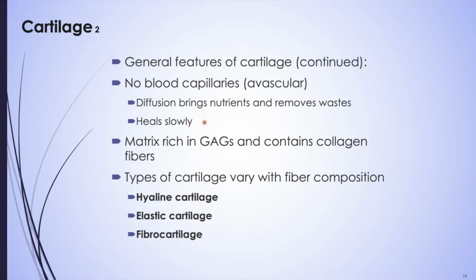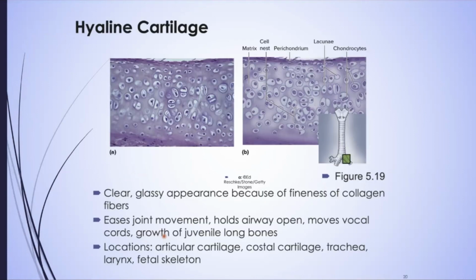The thing about the cartilage matrix, it's rich in your GAGs. We went over GAGs a few slides back. Contains your collagen fibers also. So 3 different types of fiber compositions, types of cartilage are going to be your hyaline cartilage, your elastic cartilage, and your fibrocartilage. Let's go into those.